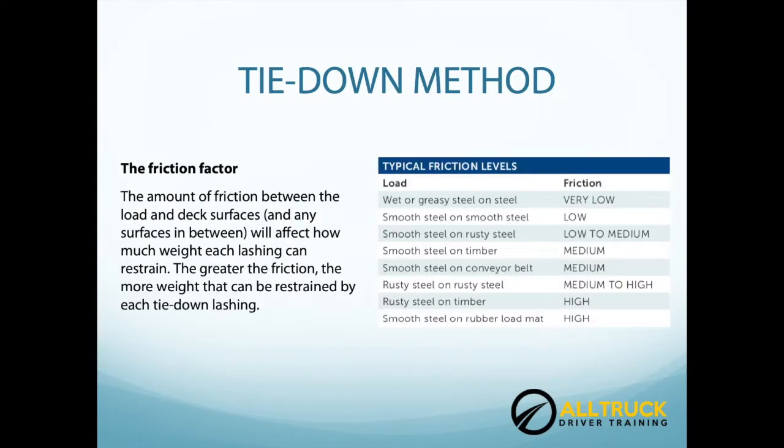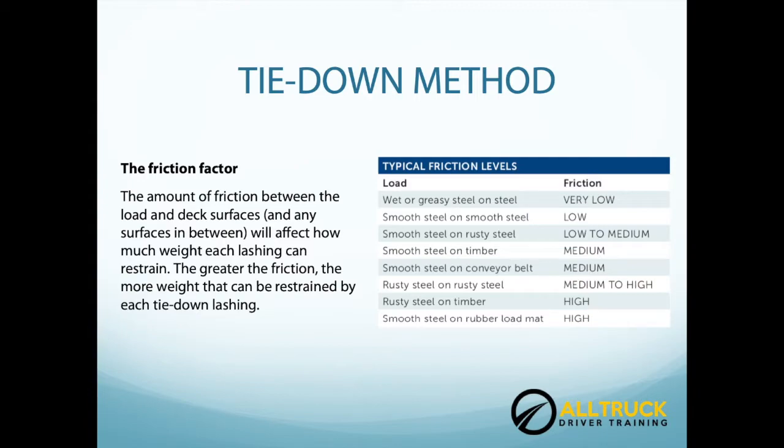For this course, I want to stick to the tie-down method. I want to start with the friction factor, one of the most significant factors in the tie-down method. So the amount of friction between the load and the deck surfaces and any surfaces in between will affect how much weight each lashing can restrain. The greater the friction, the more weight that can be restrained by each tie-down lashing.